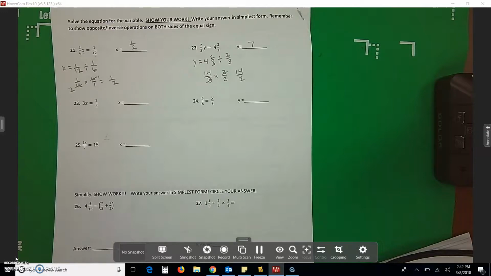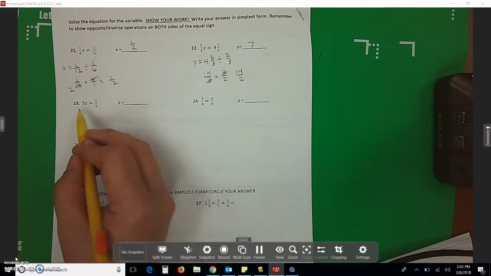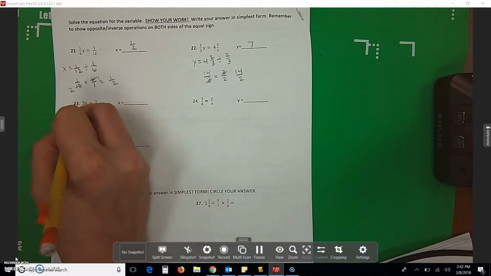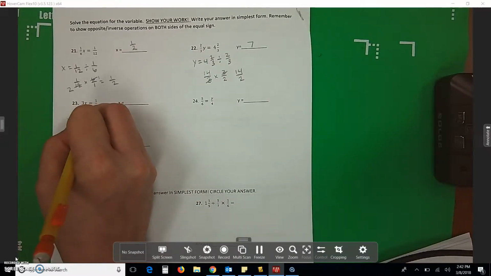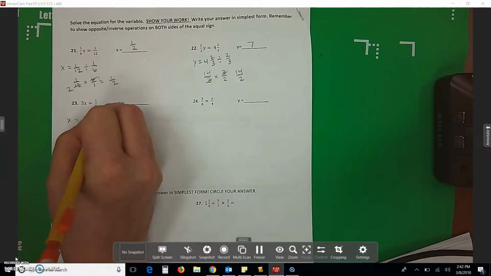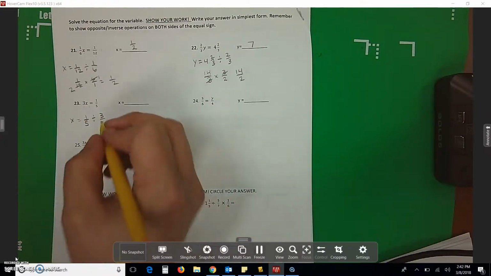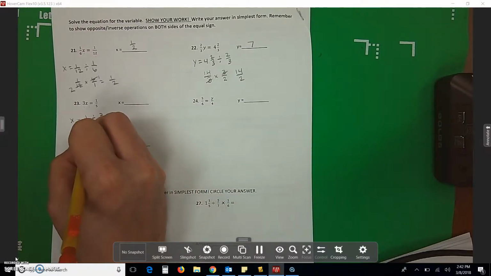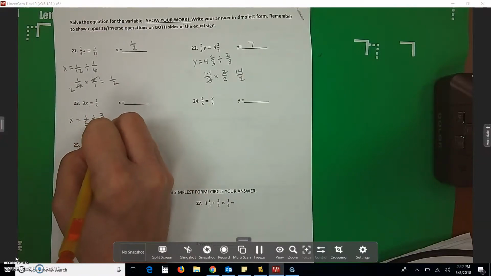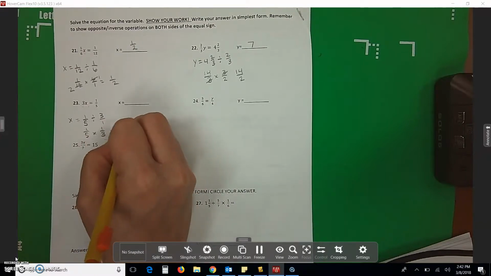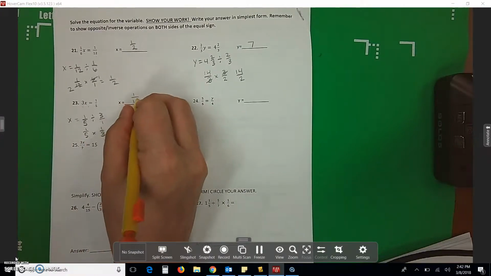Then we go to our next one. 3 is married to x, so we have to divorce by division. So we get x equals 1/5 divided by 3. And we know that 3 is the same as 3 over 1. Then we flip our sign, we flip our fraction. 1 times 1 is 1, 5 times 3 is 15. Can't reduce it, so it's 1/15.